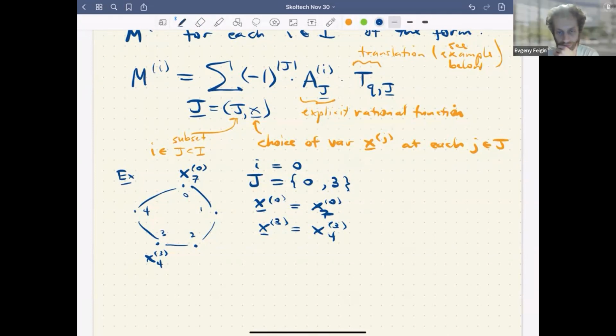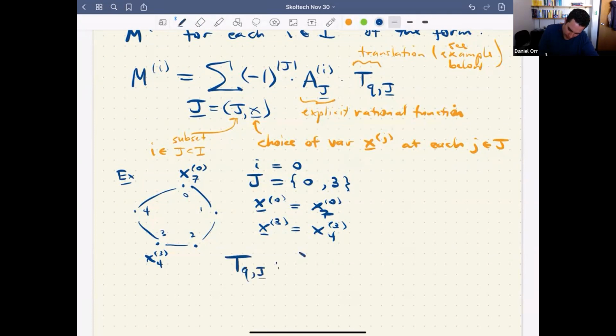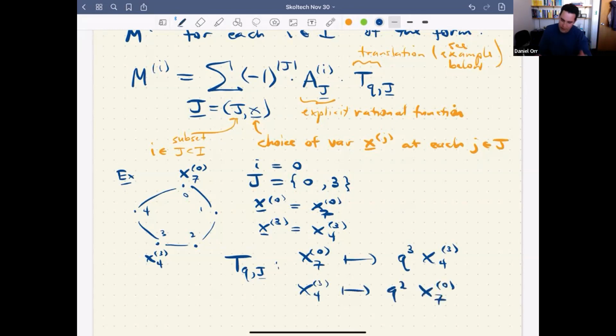So here's how this works. This is the new kind of thing. If that's the choice, then I have this operator TQJ. What it does is, the ordinary Macdonald operator takes an X and replaces it by Q times X, right? This one also rotates. So this is going to send this to Q cubed, I'll show you why in a sec, X three, four, and X three, four goes to Q squared X zero. So in addition to these Q shifts, I'm also rotating the variables.